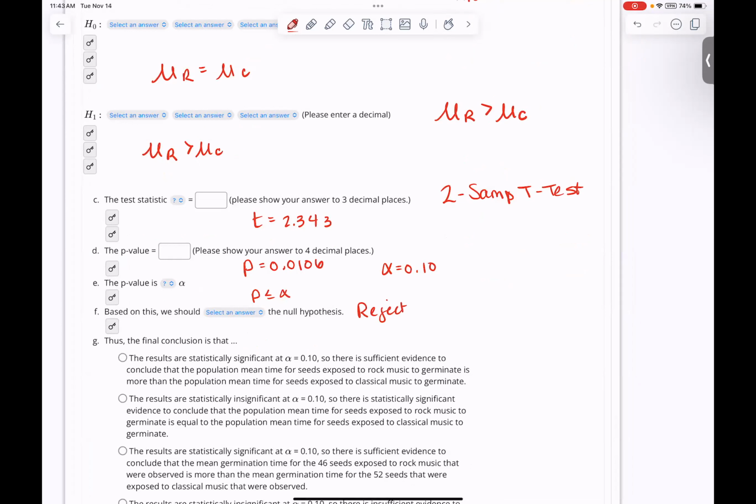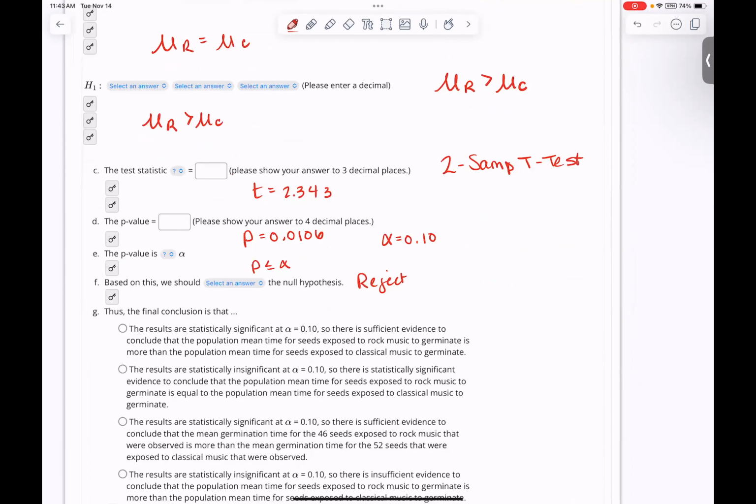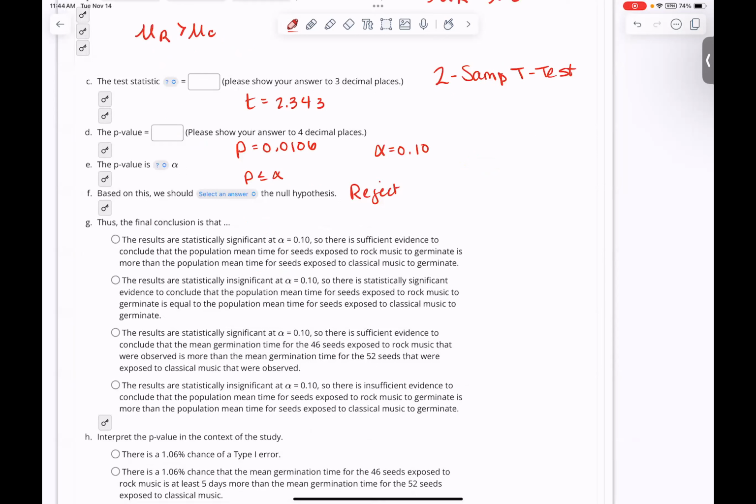There does appear, based on our data, that it takes longer for the seeds that are exposed to rock music to germinate as opposed to those exposed to classical music. So which of these 4 is correct? It is statistically significant, so we don't want that, and we don't want that, because our data does show statistically that the rock music is greater than the classical music.